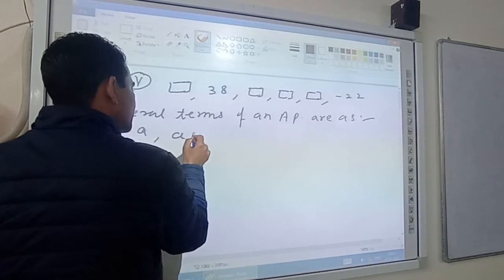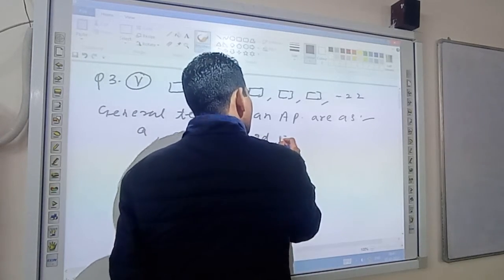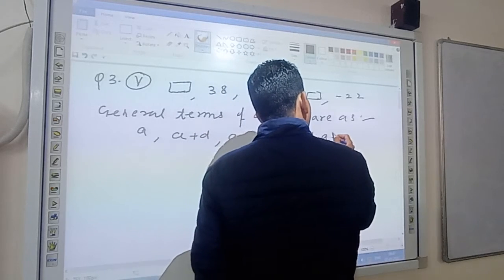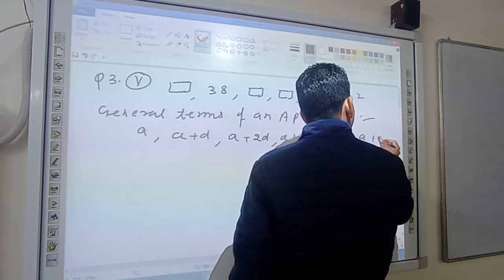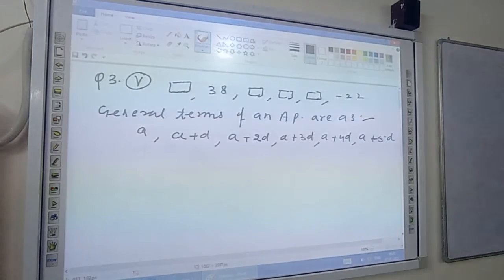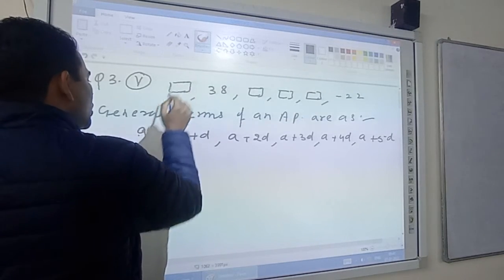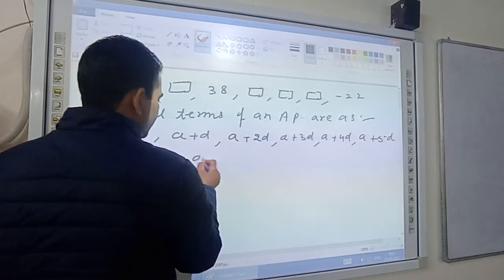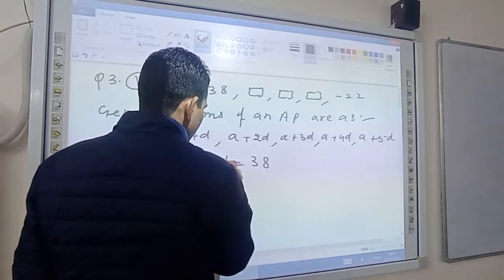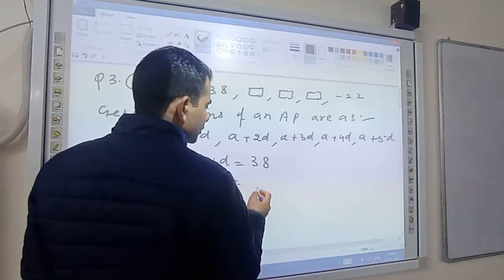That is A plus D is 38. A plus 2D missing. A plus 3D missing. A plus 4D missing. And A plus 5D is minus 22. What is A plus D? 38. Your first term is A. A plus D is 38. And A plus 5D is minus 22.